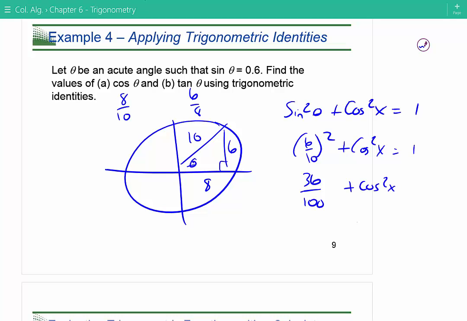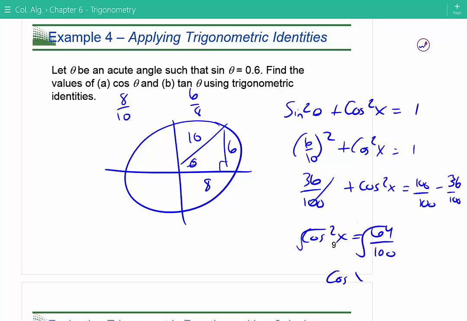So I end up with 1 minus 36 over 100, and this is then 100 over 100. So I get cosine squared of x equals 64 over 100, and square root both sides, and I get cosine of x equals 8 over 10, which is what we got before right here. So there are different ways to do it, and this is the way they recommend here.